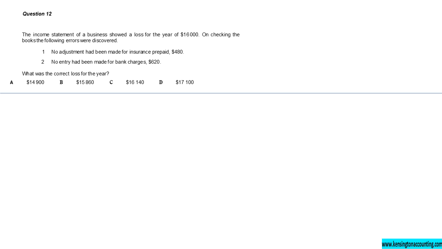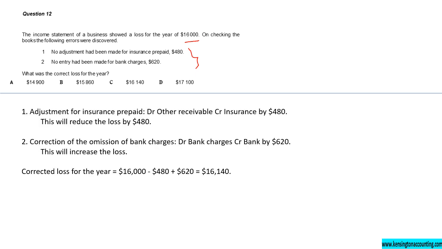Question number 12. A business has a loss of 16,000. It has later discovered 2 errors. We need to find the effect of these 2 errors on the loss. Item number 1, no adjustment has been made for insurance prepaid. This is a year-end adjustment for prepayment of expenses.